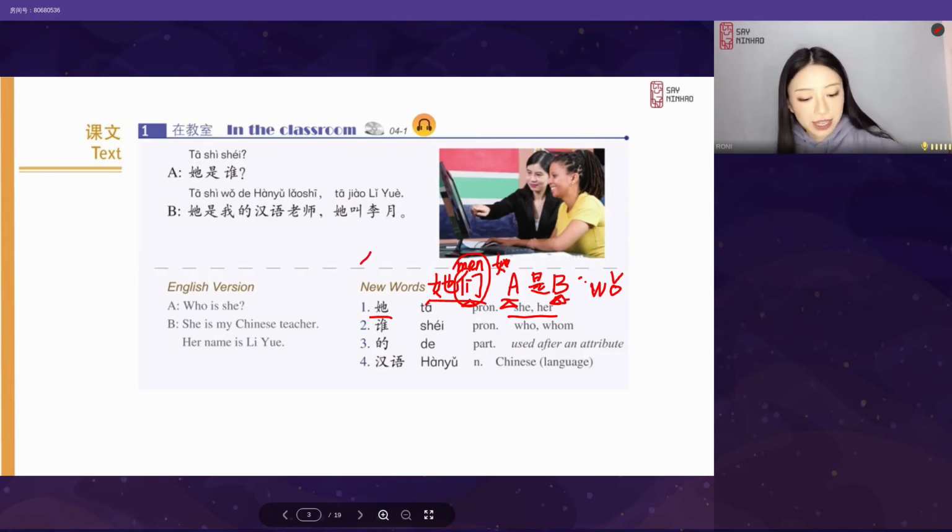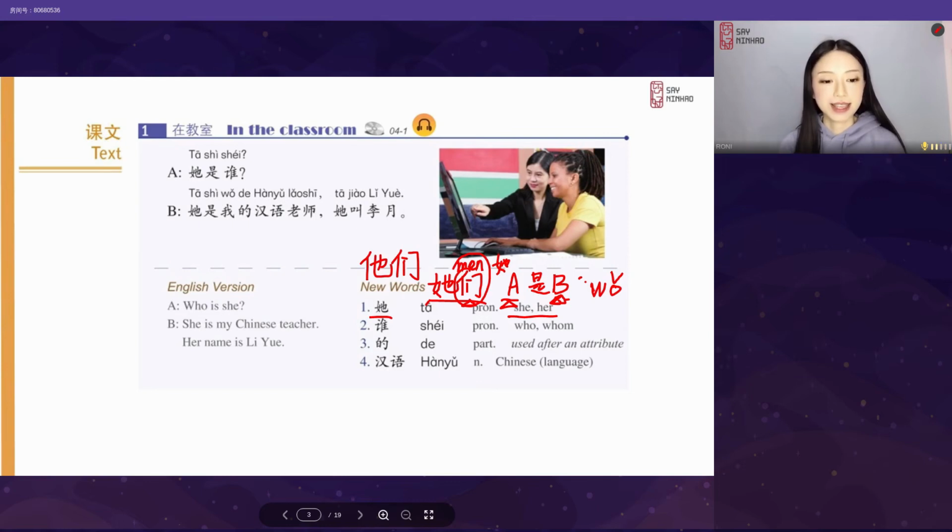And still remember how to say him or he? It is 他, the same pronunciation, right? And the plural form of 他 is 他们. Okay, this 他们 can mean they, and they can be only males, or this 他们 can be used when you are not sure of the gender of this group of people. So this is 他 and 他们.